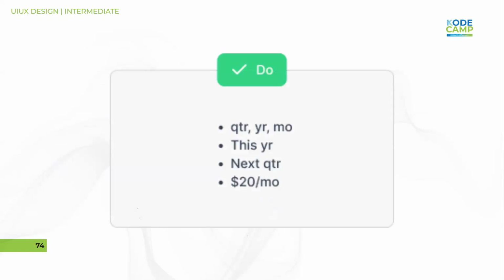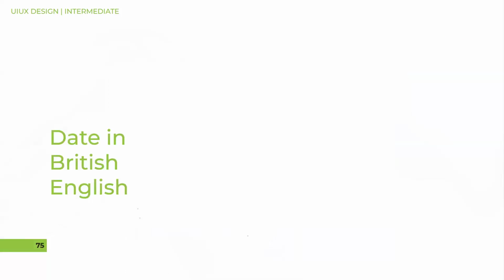This is for quarter. You can add in year, month if you want to. If you don't mind, then this year, next quarter, $20 per MO, per month, someone will know what that is. Nobody will come and tell you that's $20 per morning or $20 per moment. Nobody will say that because they know that's a shortened version of month.